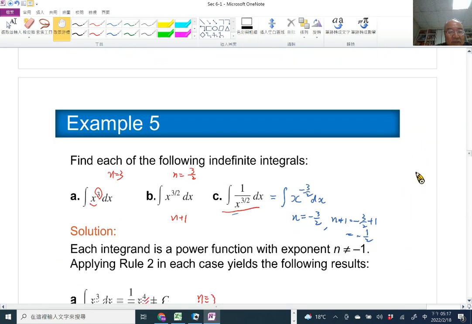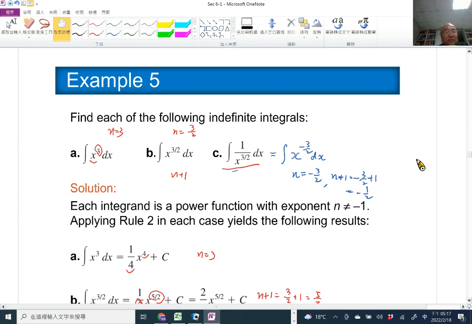Okay, and let's try some examples. Since we know the power rule pretty much focuses on the power, as long as you recognize the power, you can apply the power rule, with x to the power n plus 1 as the core part. So right here, we try to find the antiderivative for x to the power 3. That means n equals 3. So n plus 1 becomes 4. So we have 1 over 4 times x to the power 4 as a core part, plus constant c.